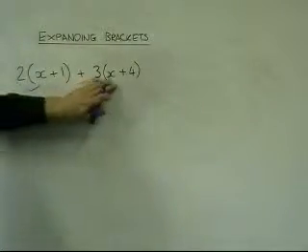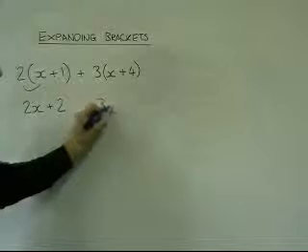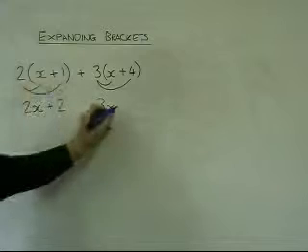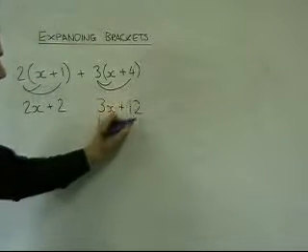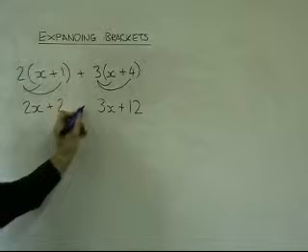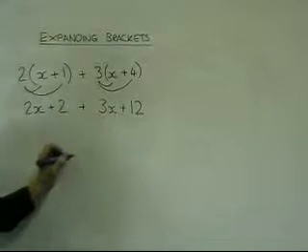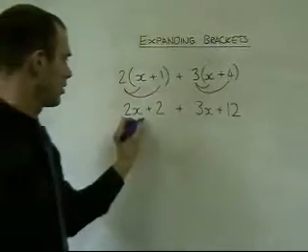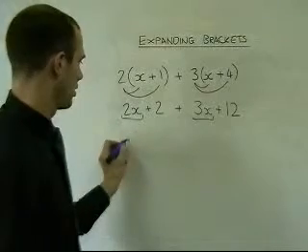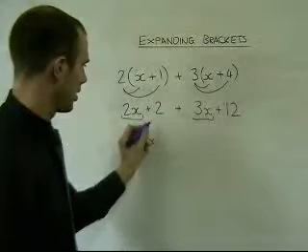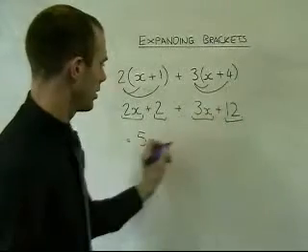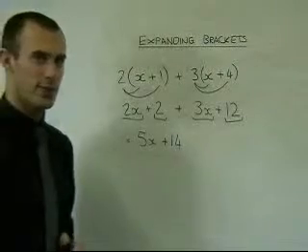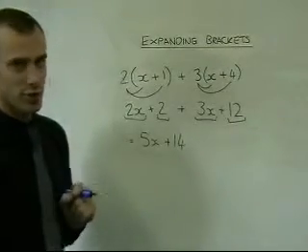Forget this side, and we do 3 times x, which is 3x, and 3 times 4, which is 12. And we add that 12 on. Add the 2 together, because it's the sign we have here. And then we need to simplify, so we need to collect together the like terms. 2x and 3x are like, and 2x plus 3x equals 5x, and 2 and 12 added together become 14. So in 2 simple steps we've managed to expand and simplify 2 sets of brackets.